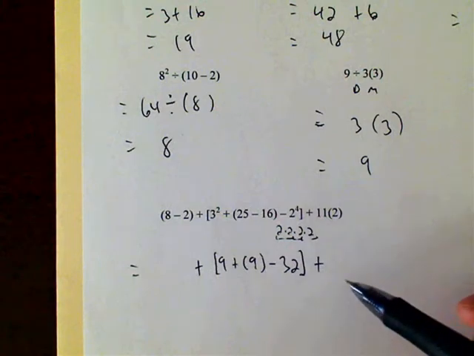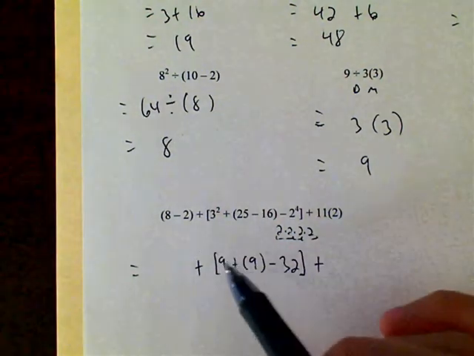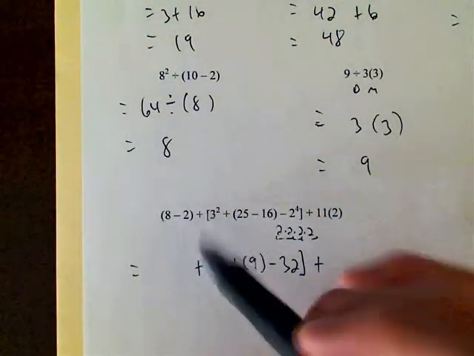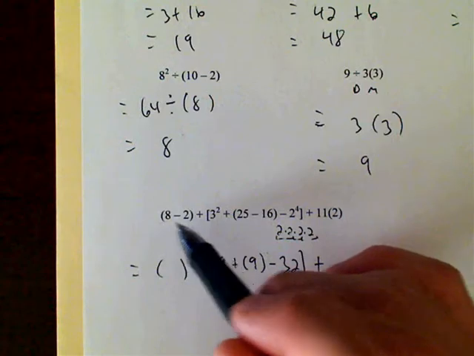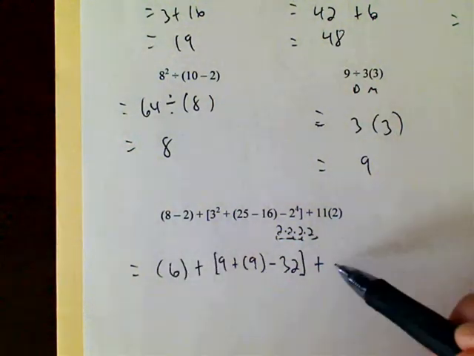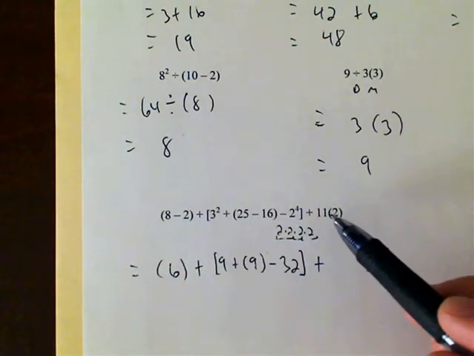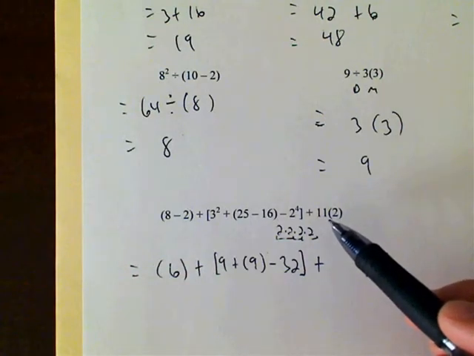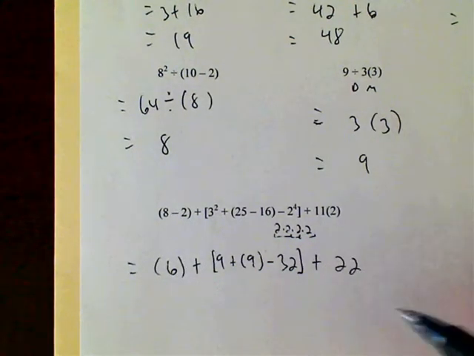Now notice this. Since I have all this separated by plus signs, I can go ahead and do the work over here in parentheses. 8 minus 2 is 6. I can come over here also. Now those parentheses, there's nothing to do inside, but those parentheses mean to multiply, so I can go ahead and multiply those and take care of that. 11 times 2 is 22. It's not going to hurt the problem at all.